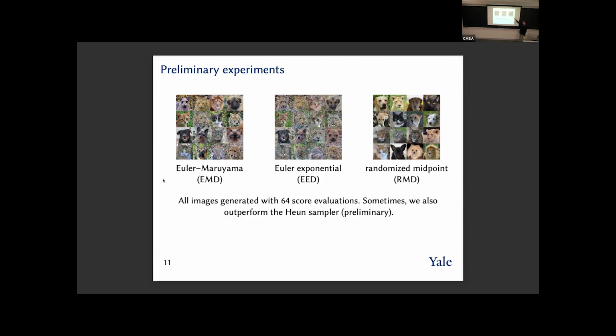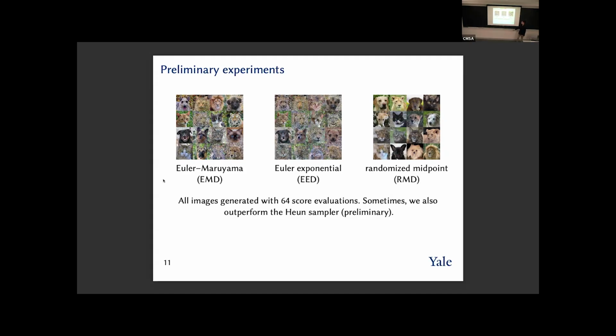Now, one interesting thing is that this randomized midpoint uses 2 score evaluations per iteration, which means that the two methods on the left ran for 64 iterations and this one ran for 32 iterations. So despite the fact that it uses more evaluations per step, the discretization is still good enough to have improvements over just the baseline.